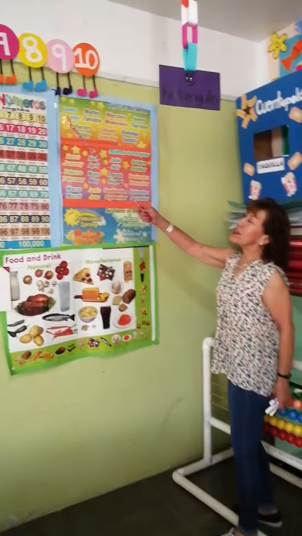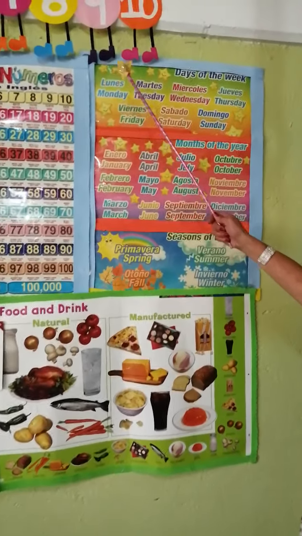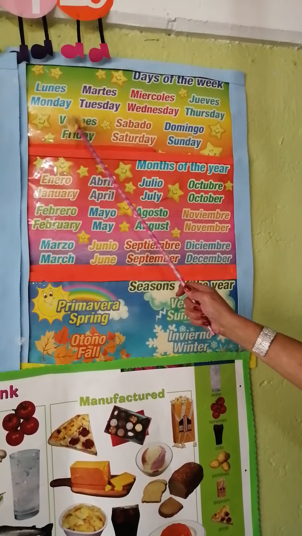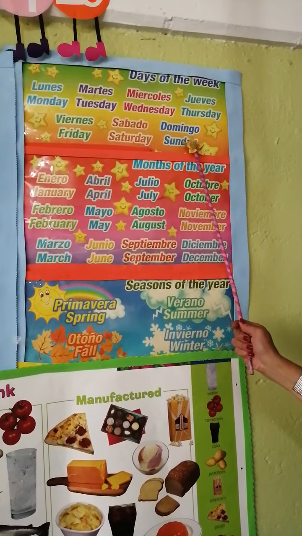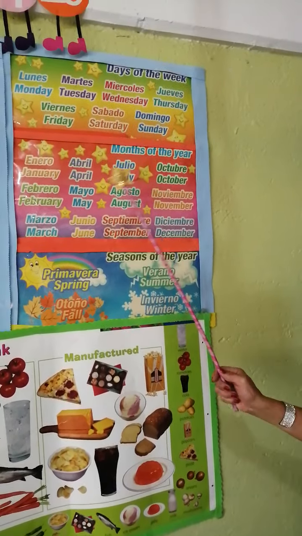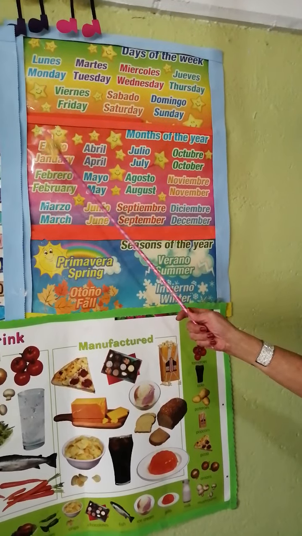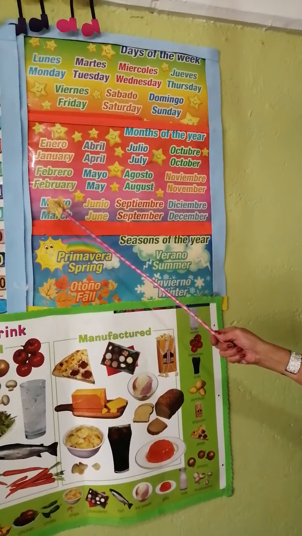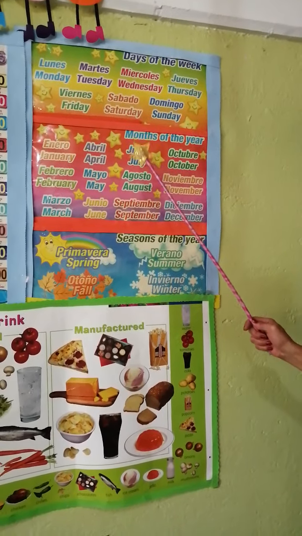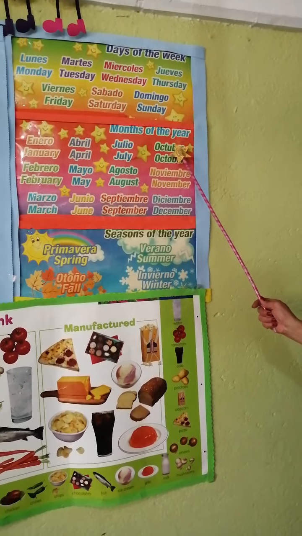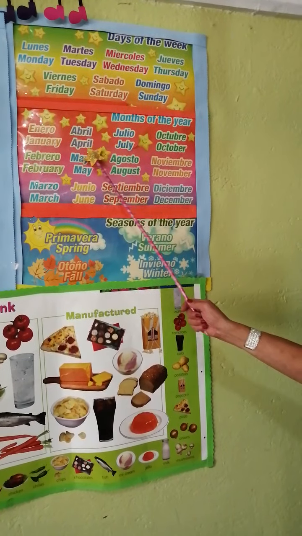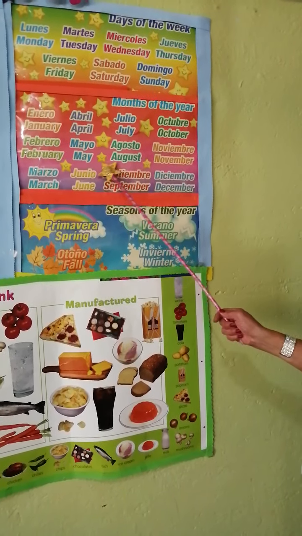Okay, everybody repeat at home. Monday, Tuesday, Wednesday, Thursday, Friday, Saturday and Sunday. Today is Monday. Perfect. Okay, the months of the year. January, February, March, April, May, June, July, August, September, October, November, December. What month is it? Yes, it's May.